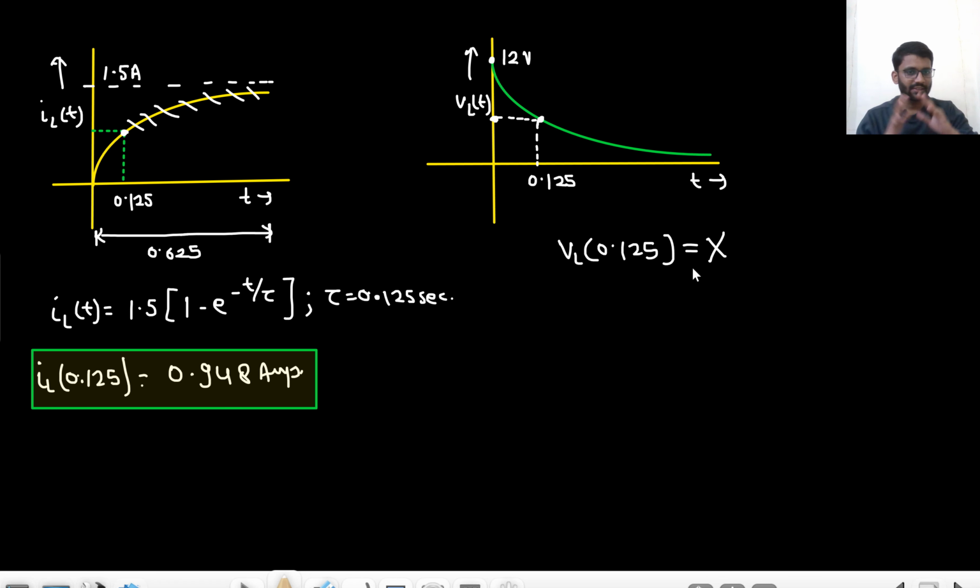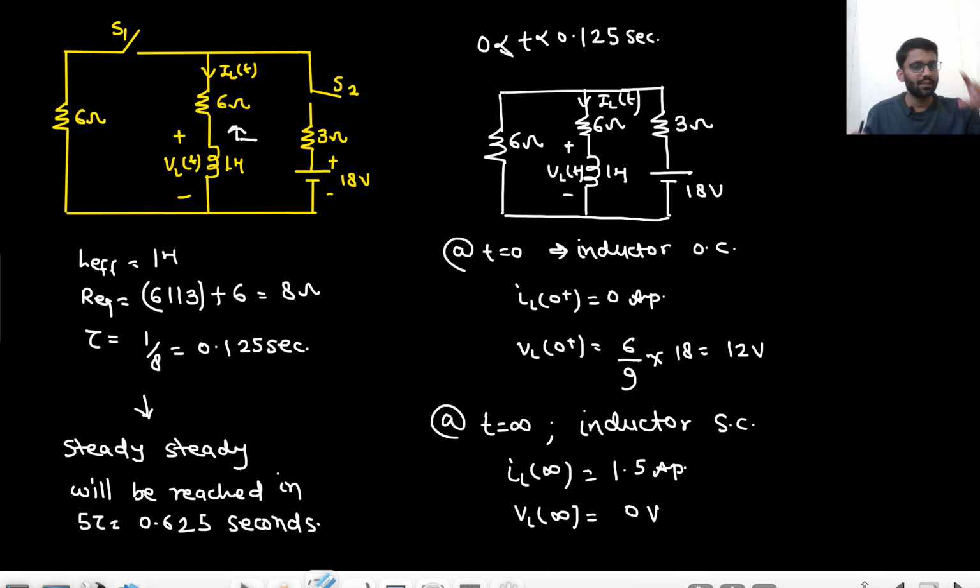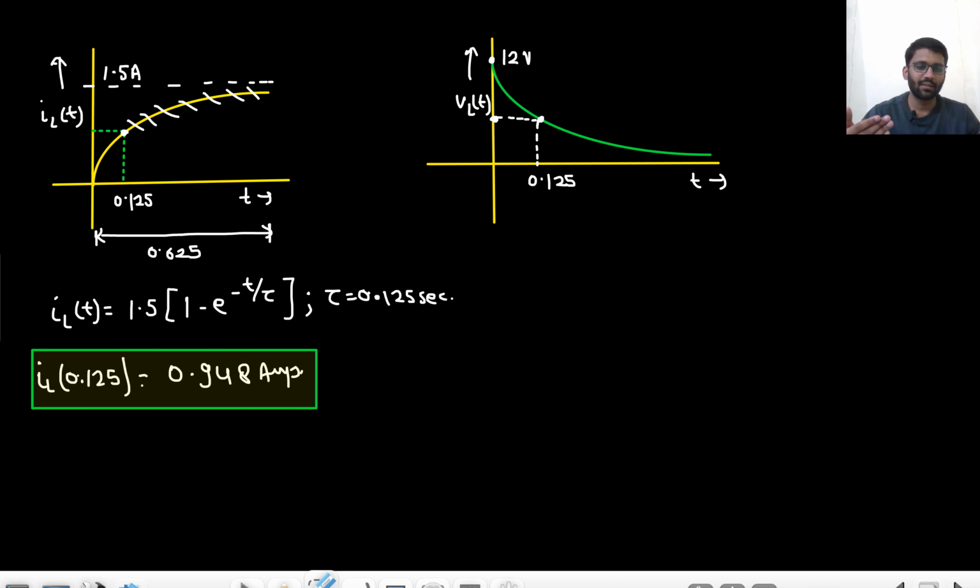Why so? Because I just need to make the graph, and the inductor doesn't have the property of storing its voltage. It will store its current, right? So this current will be carried forward. The current that I am getting, this current will be carried forward, but voltage will not be carried forward. Voltage will be changed. So that's why I am not interested in finding this voltage.